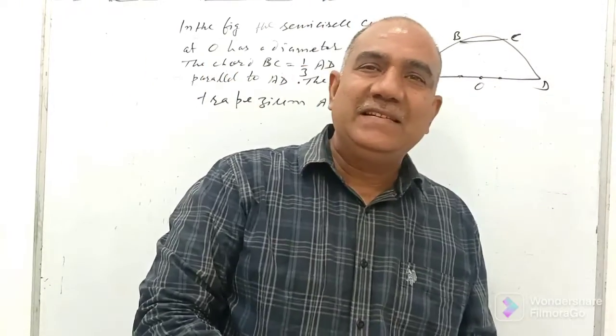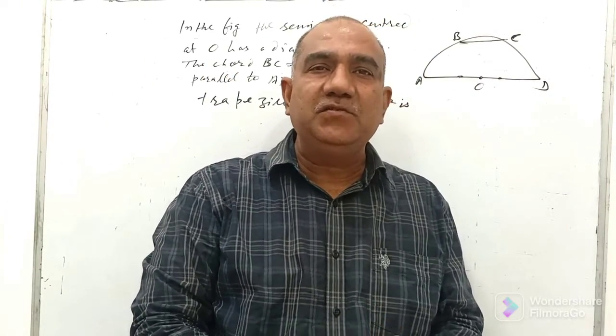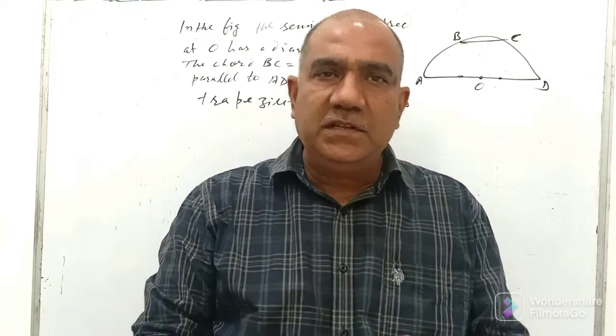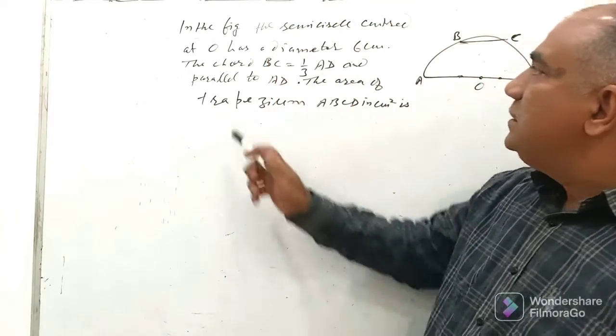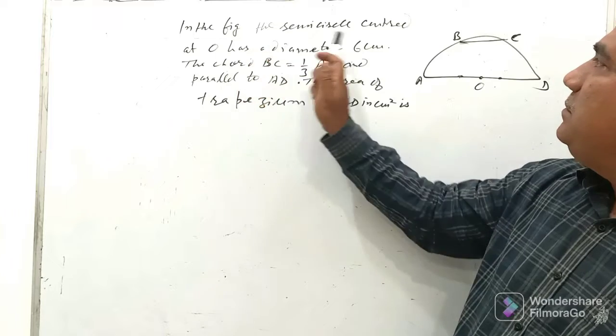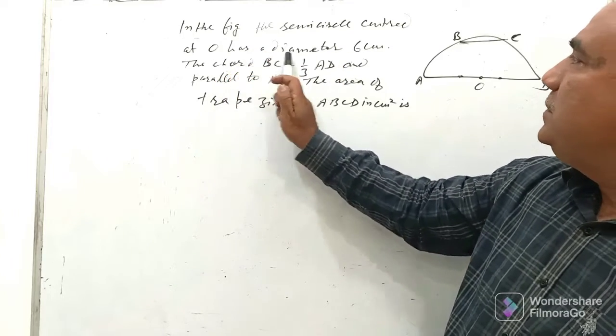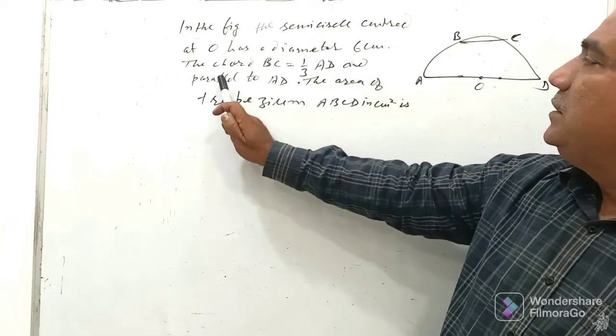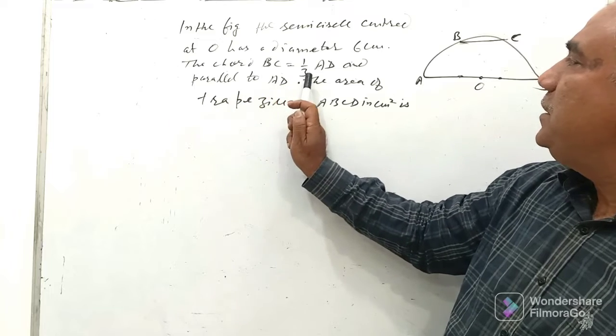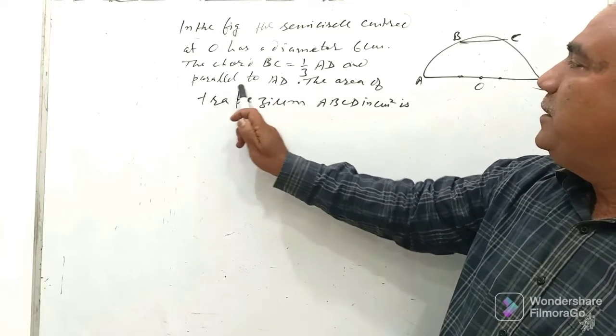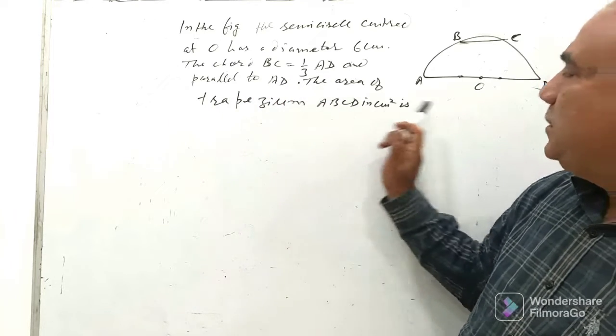Hello students, this is yet another NTSE question and it's a beautiful question. The statement of the question goes like this. In the figure, the semicircle centered at O has a diameter of 6 cm. The chord BC is 1/3 of AD and parallel to AD. Find the area of trapezium ABCD in centimeter square.